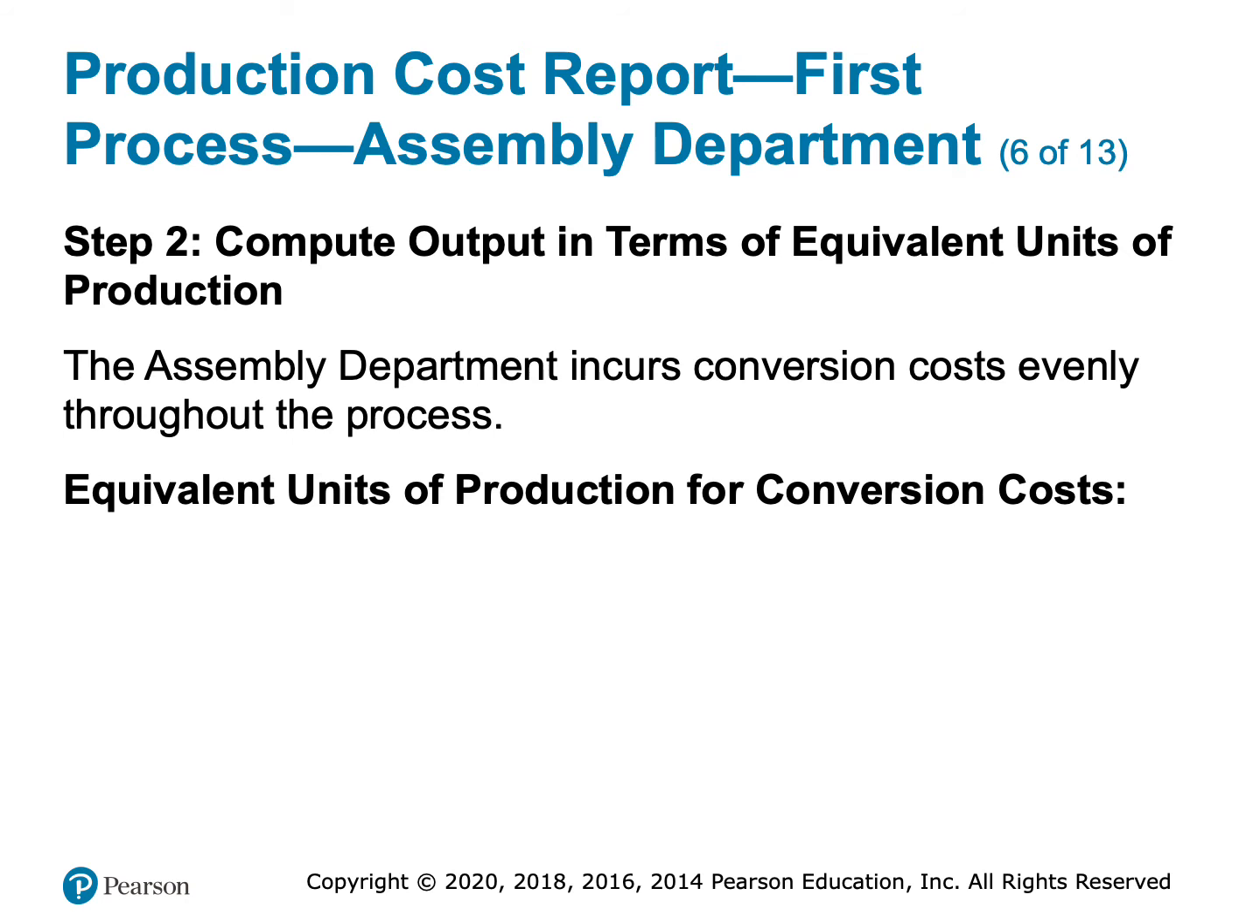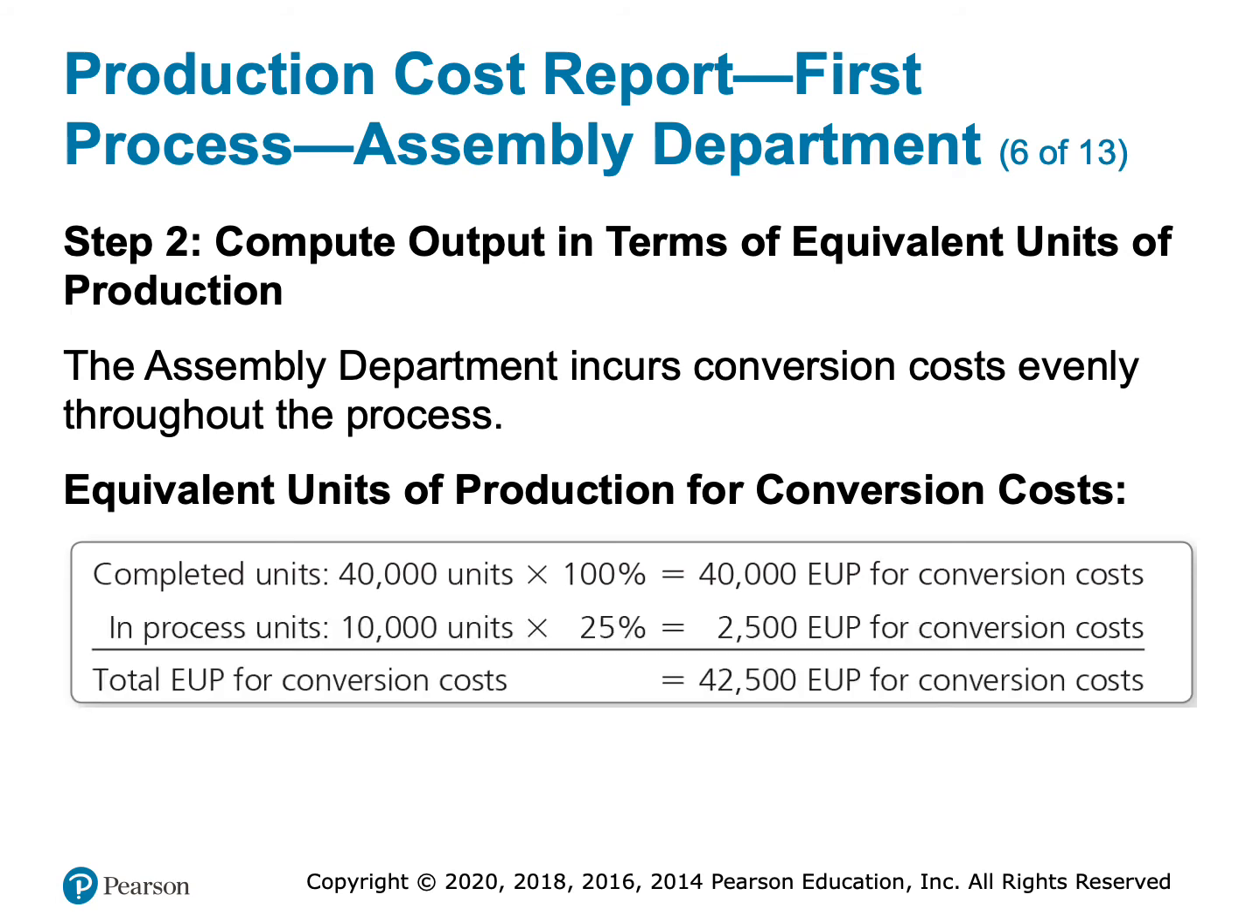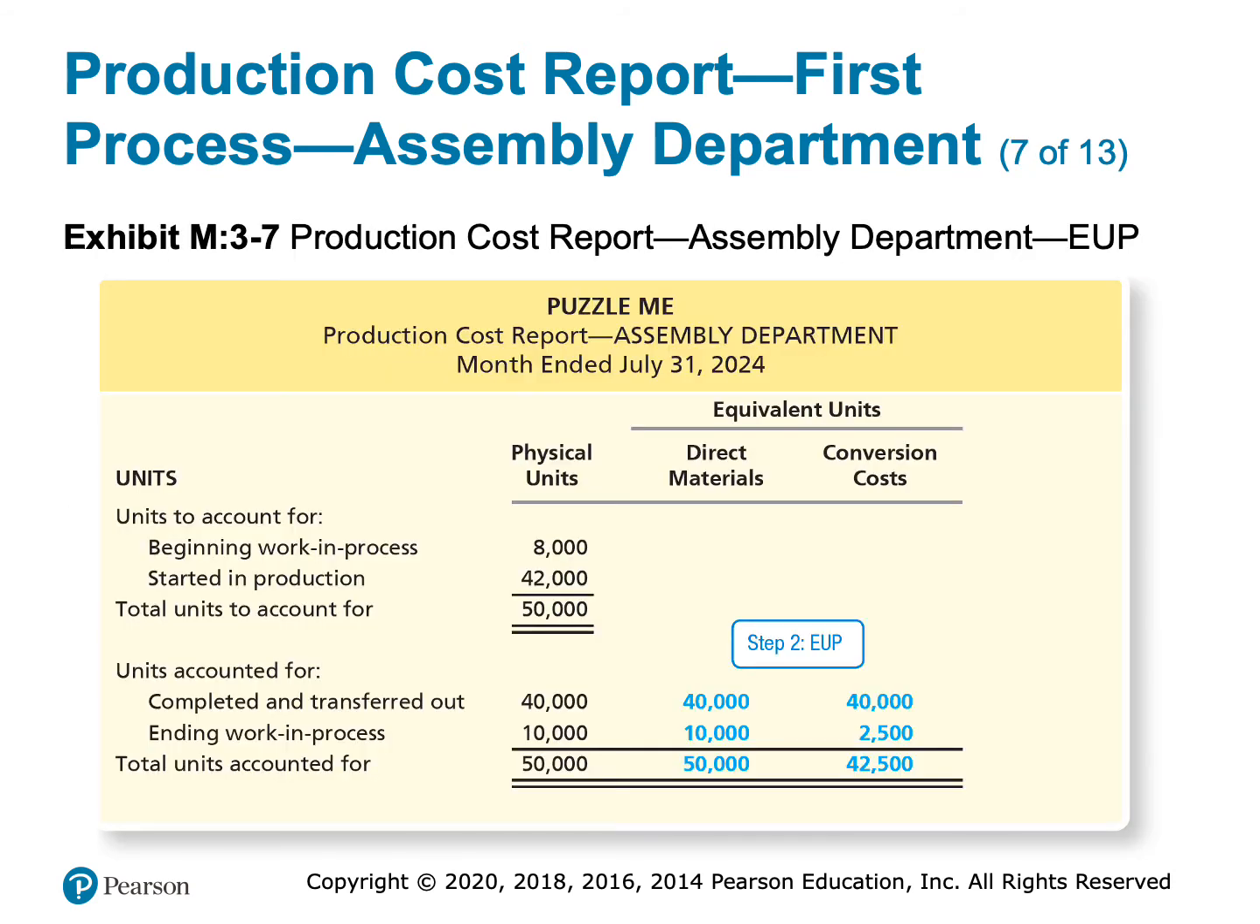With respect to conversion costs, we also need to calculate our equivalent units of production. We transferred out 40,000 units, and those had to be 100% complete or we would not have transferred them out, so that's 40,000. The 10,000 units in ending work in process are only 25% complete, remember? So 10,000 units that are 25% complete is 2,500 units. Even though we have 50,000 puzzles, they are only equivalent to 42,500 puzzles with respect to conversion cost. Now plug this in on your chart.